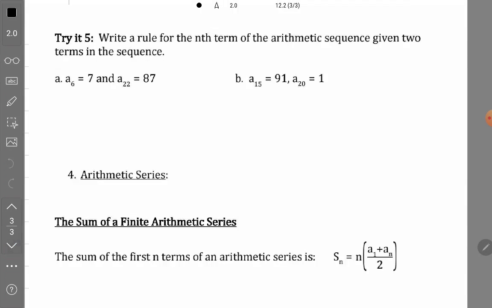Part 5. Write a rule for the nth term of the arithmetic sequence given 2 terms. So we have a6 equals 7 and a22. We have the 6th term equals 7, and we have the 22nd term is 87. So remember, we're trying to write this rule. a sub n equals a sub 1 plus n minus 1 d. So I need to find d. I need to find the first term as well. How do we do that?